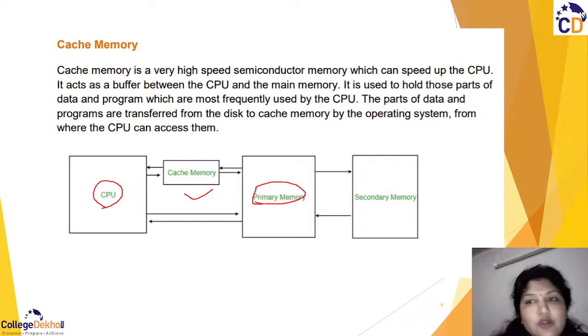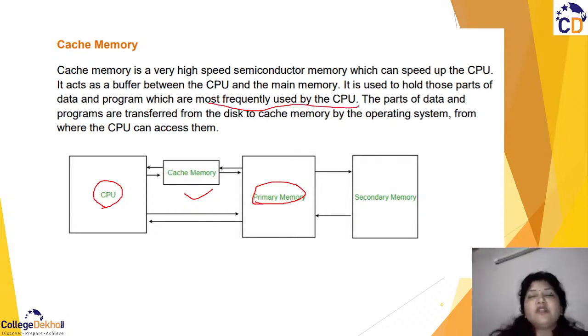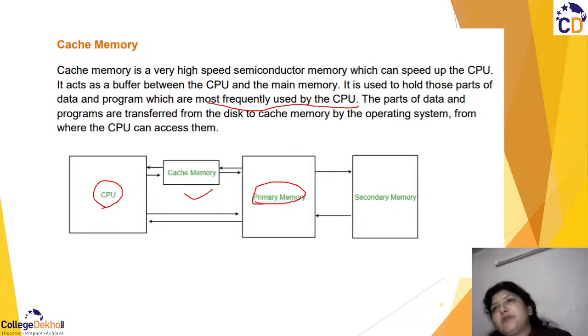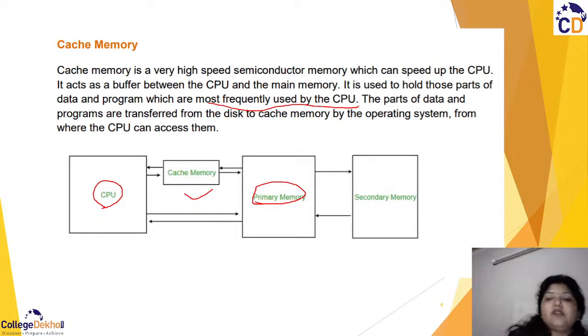It is used to hold those parts of the data and programs which are most frequently used by the CPU. So the most frequently used pages used by the CPU are stored in the cache memory. No need to transfer it from primary memory, or from secondary memory. Why have such a long procedure? It is going to delay the speed, and it is going to delay the result also. So why don't we have a buffer which stores the most frequently used data, right?